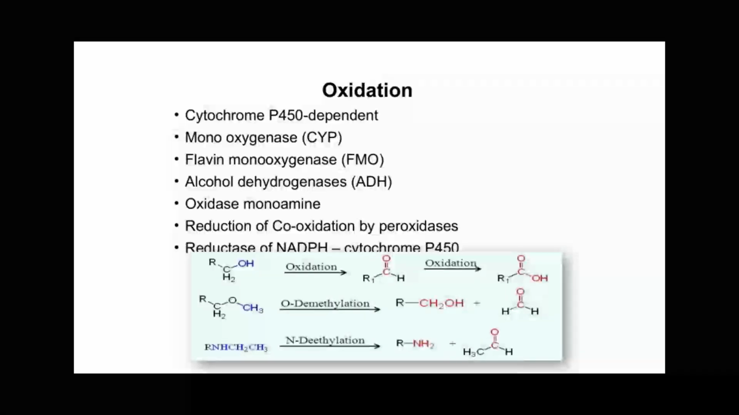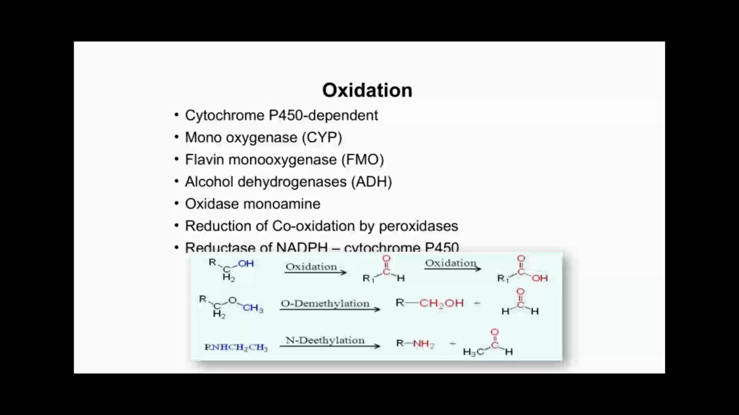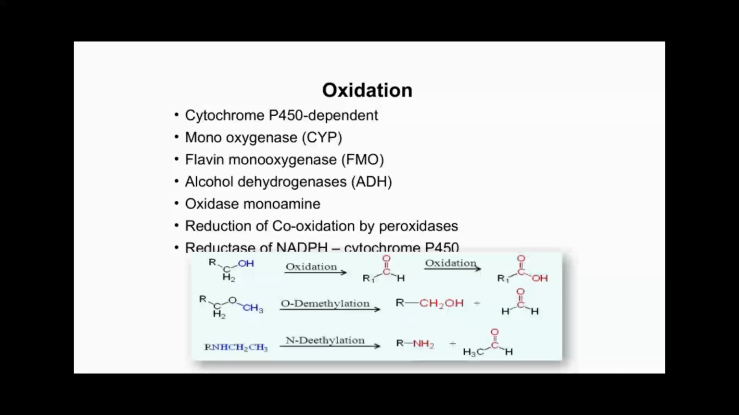Moving on, monoamine oxidase enzymes are responsible for the oxidation of monoamines, such as neurotransmitters. This process helps regulate their levels in the nervous system, maintaining proper neural function. We also see the role of peroxidases in reducing co-oxidation reactions. These enzymes help mitigate oxidative stress by breaking down peroxides, preventing cellular damage.